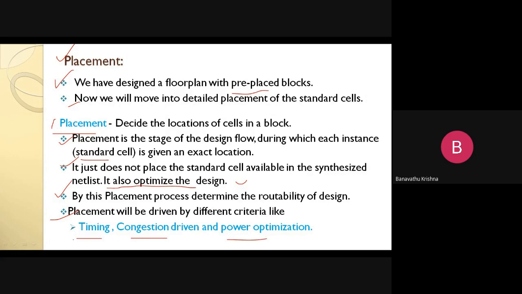When the timing constraint is reduced, the system performance automatically increases. Congestion means we place the standard cells or modules at exact locations, so that we utilize the minimum area from the floor planning. Automatically the size of the system is reduced. And then power optimization: when we make the shortest path between the modules, the power optimization automatically improves, right?